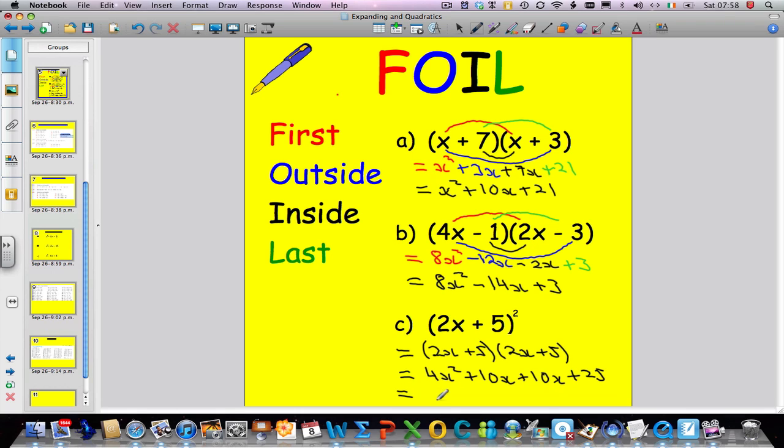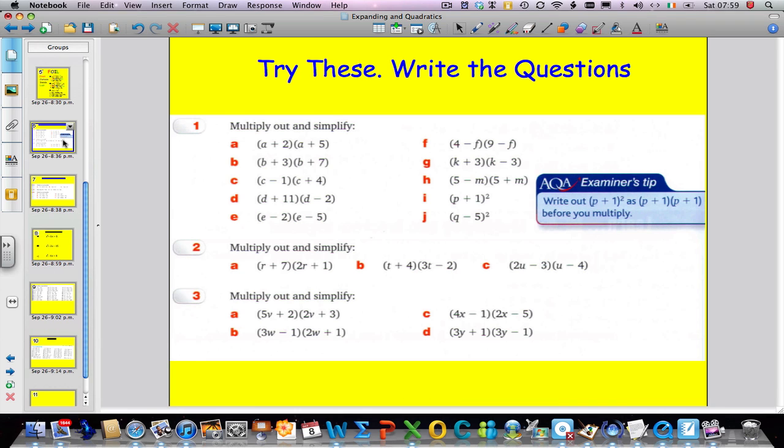Okay, tidying up, we get 4x squared. 10x and 10x is 20x. And we still have the 25 at the end. And that is how we expand two brackets. Now if you want to have a go at some questions, you can always pause the video and give these a go.